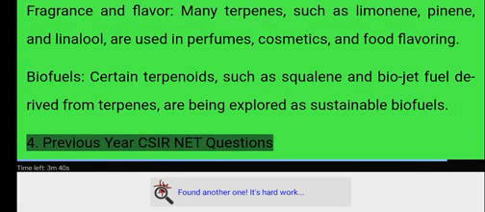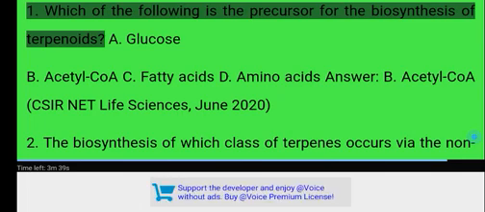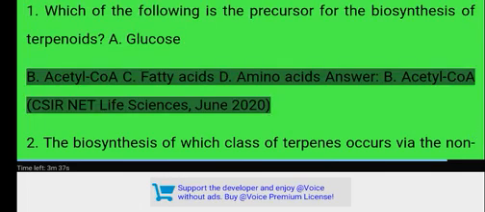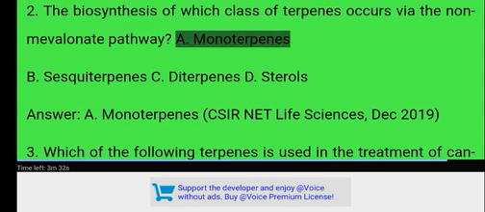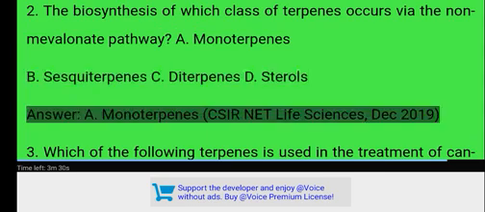4. Previous year CSIR NET questions. 1. Which of the following is a precursor for the biosynthesis of terpenoids? A. Glucose. B. Acetyl-CoA. C. Fatty acids. D. Amino acids. Answer. B, acetyl-CoA. CSIR NET Life Sciences, June 2020. 2. The biosynthesis of which class of terpenes occurs via the non-mevalonate pathway? A. Monoterpenes. B. Sesquiterpenes. C. Diterpenes. D. Sterols. Answer. A, monoterpenes. CSIR NET Life Sciences, Dec 2019.